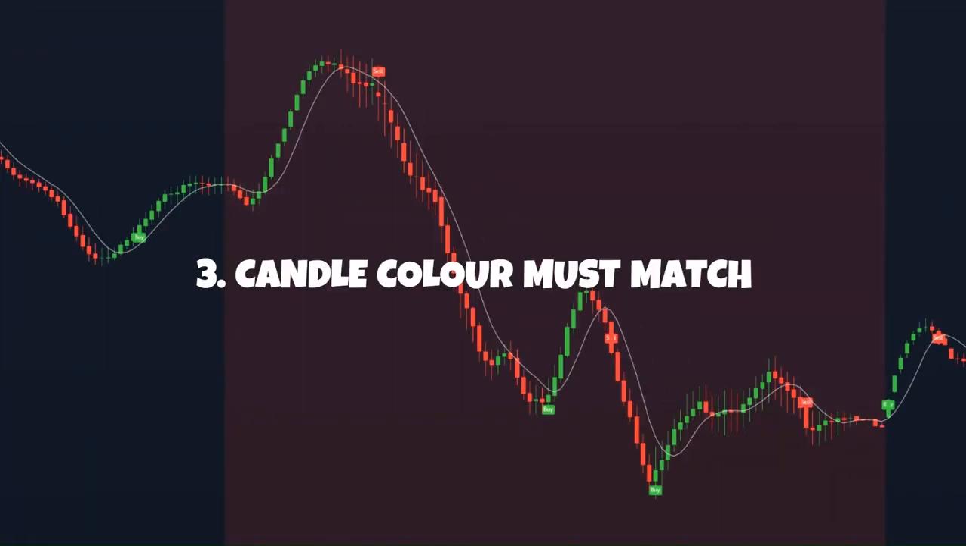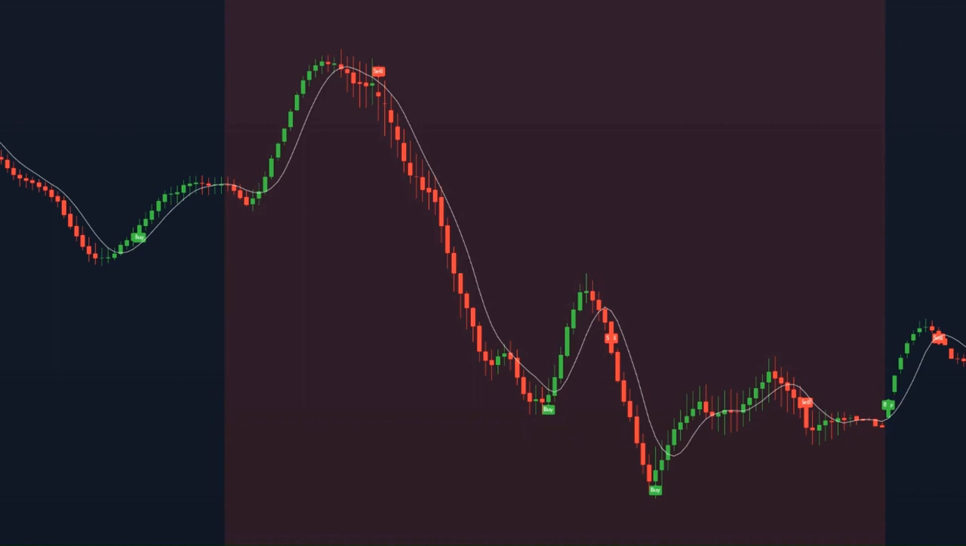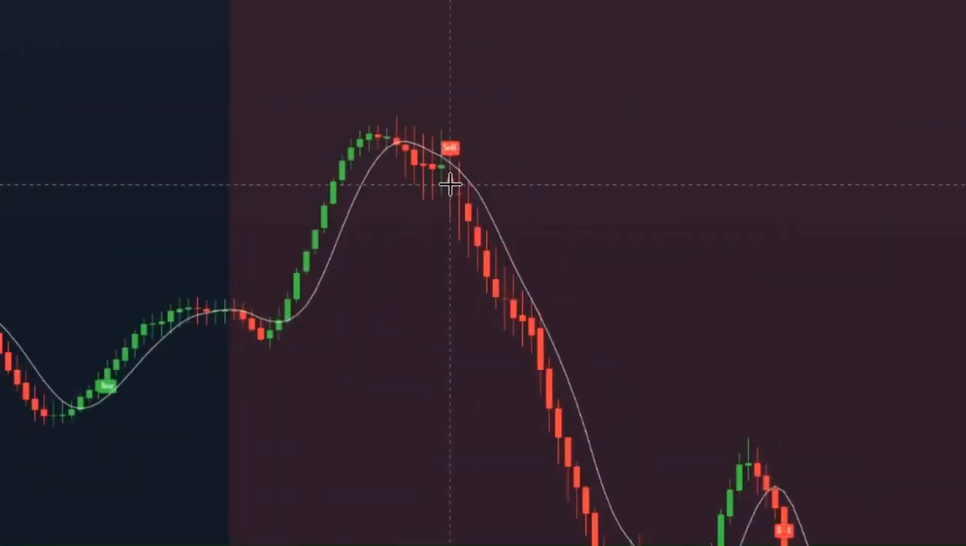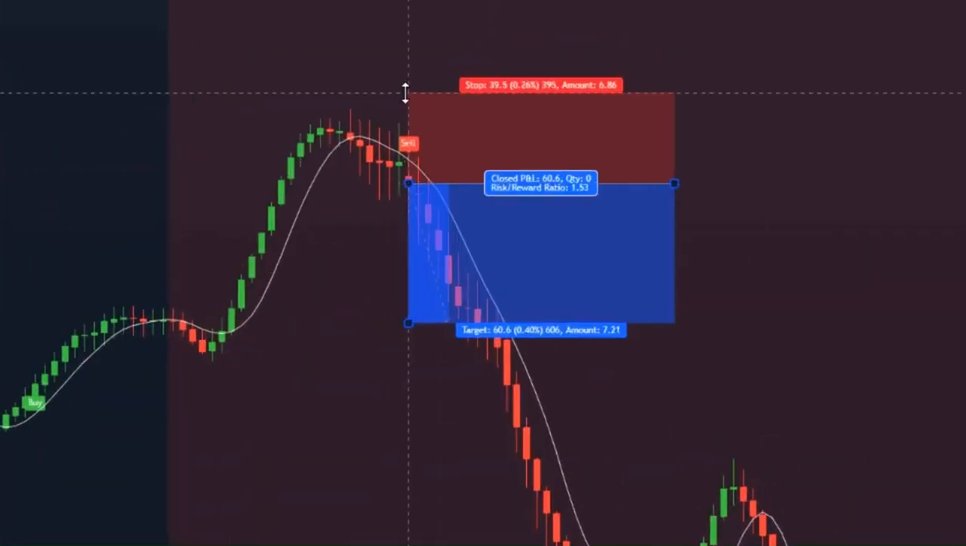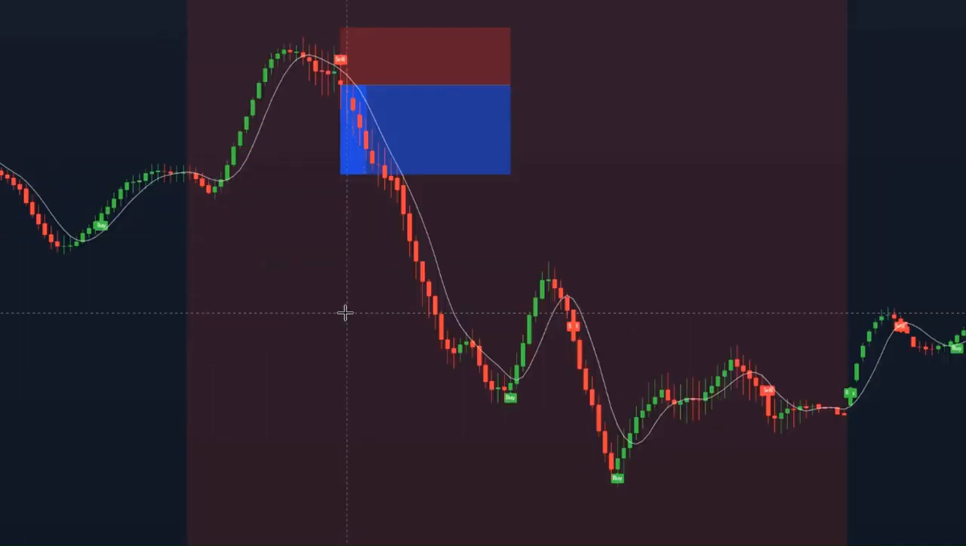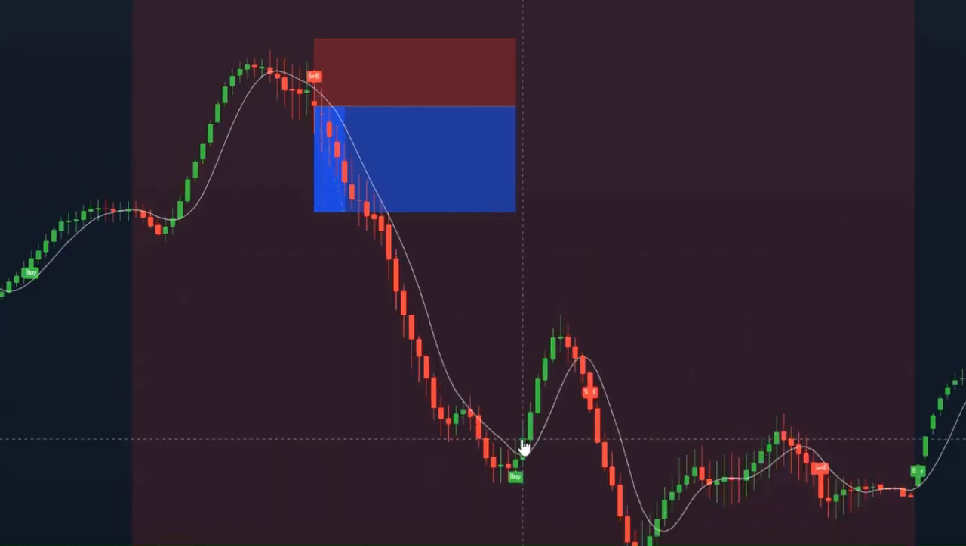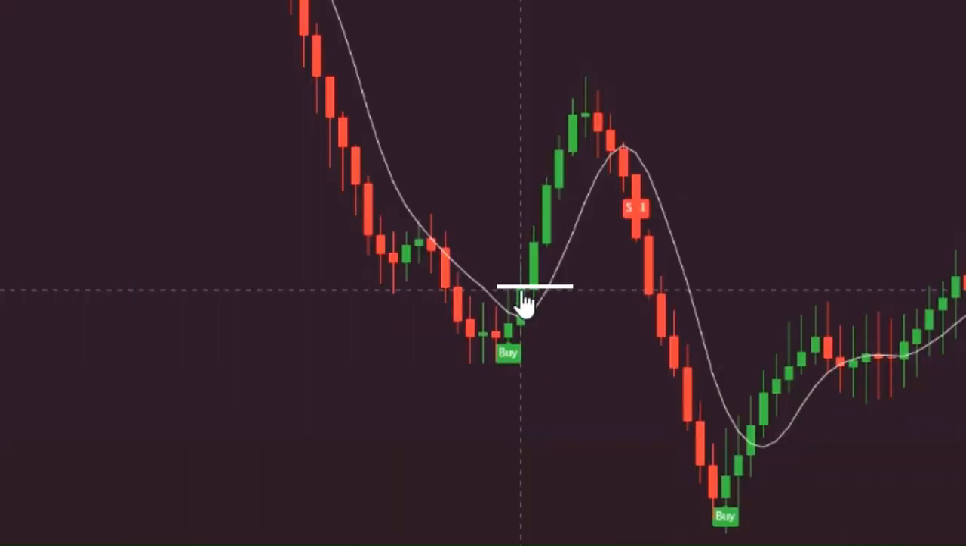Rule 3 for this strategy is we have to make sure that the candle is red for a sell and green for a buy, and for a sell the price has to be closed below the linear regression line, which is this white line right here. Enter at the close of the candle. For our stop loss, we will be putting it above the recent swing high right here. Now for exiting a trade, we want to see very clearly that price has closed back above the linear regression line, and for this exact trade it is on this candle right here.